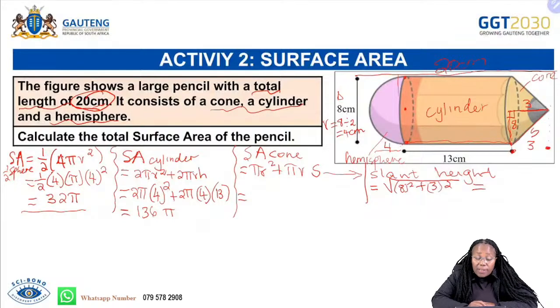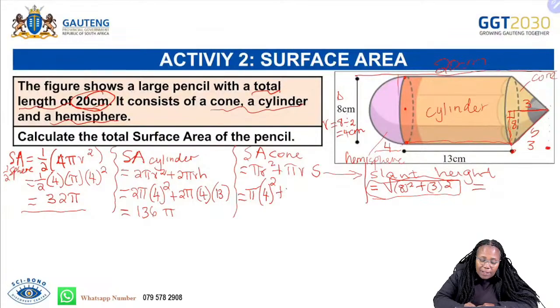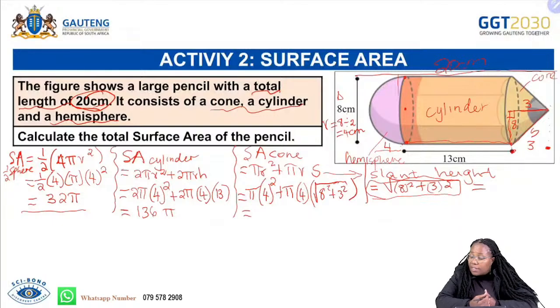And then now, let's substitute, grade 12. We now understand the slant height must come from the Pythagoras because it's in the 90 degrees triangle. So we have pi, the radius is still 4, this is squared, plus pi, the radius still 4. And then for the slant height, we are going to substitute the square root of 8 squared plus 3 squared. That is the slant height. And then the surface area of the cone is giving us 36 pi. This is for the half sphere, for the cylinder, for the cone.